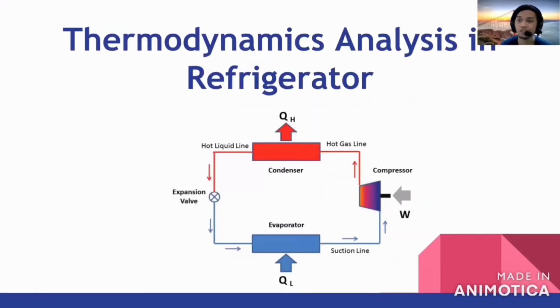Next, we will explain about the thermodynamic analysis in the refrigerator. As we know, the refrigerator has four major components involved in the refrigeration system cycle, which are the compressor, condenser, expansion valve, and evaporator. All of these components have analysis about thermodynamics.